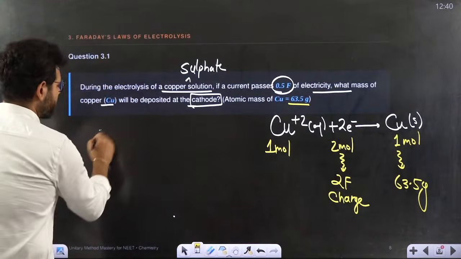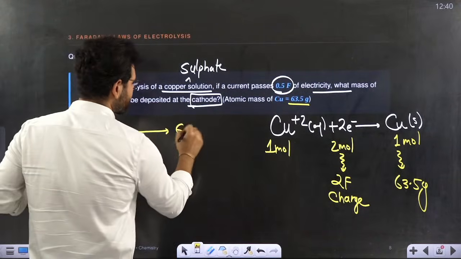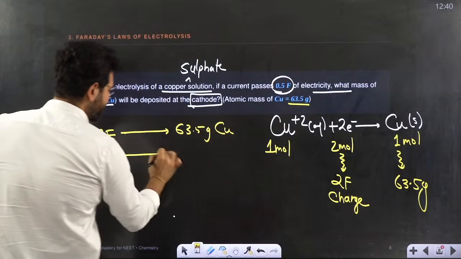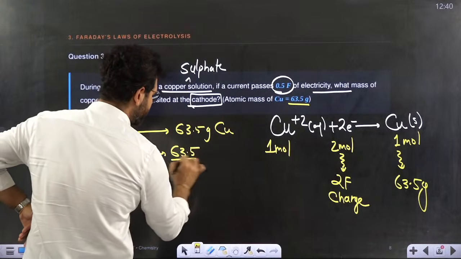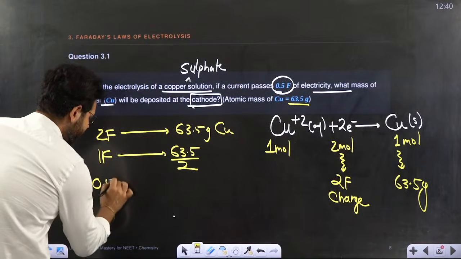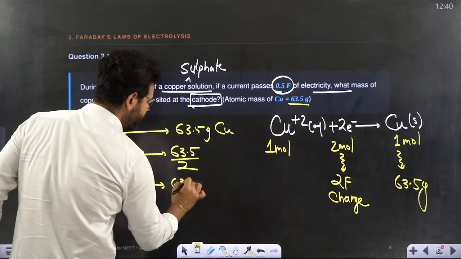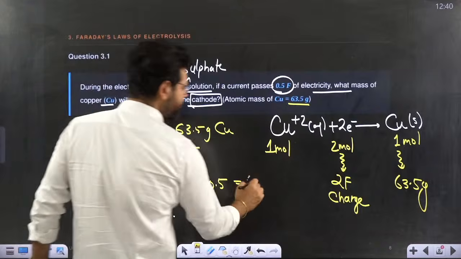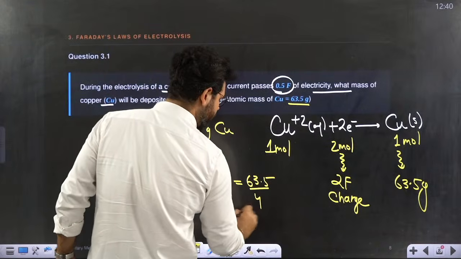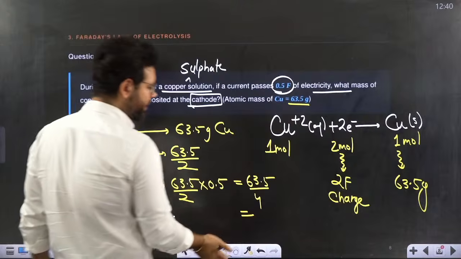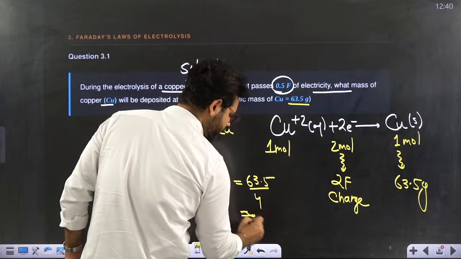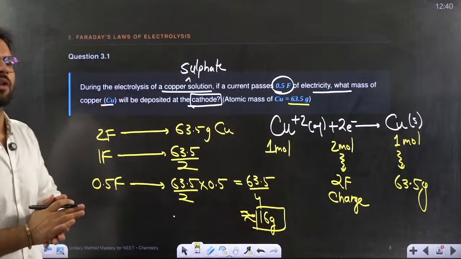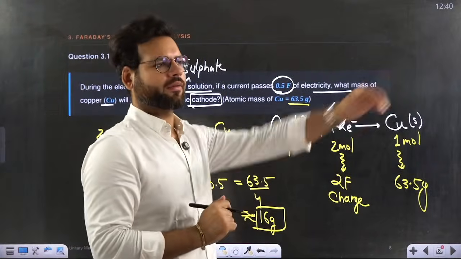So 2 Faraday deposit 63.5 gram copper. 1 Faraday shall deposit 63.5 by 2, and 0.5 Faraday must deposit 63.5 by 2 into 0.5, which is 63.5 by 4, almost 16 gram. Almost 16 grams of copper will be deposited. 15.8, yes, that's correct.